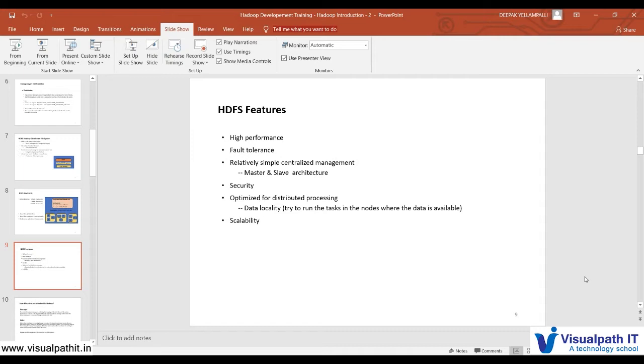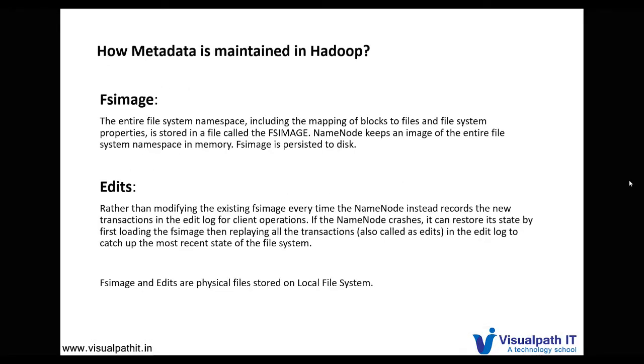Okay, so then let us go to the next topic. We have seen metadata in the previous session. Where is it stored? On the name node, right? Metadata is stored on the name node. But how is metadata maintained on the name node? Is it in the form of files, or is there some different way it is maintained?